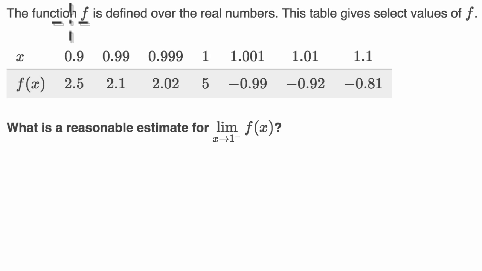The function f is defined over the real numbers. This table gives select values of f. We have our table here for these x values. It gives the corresponding f of x. What is a reasonable estimate for the limit of f of x as x approaches 1 from the left?